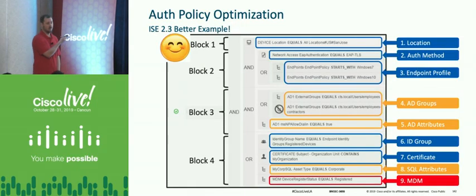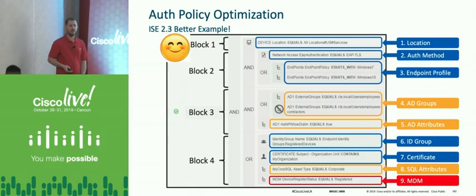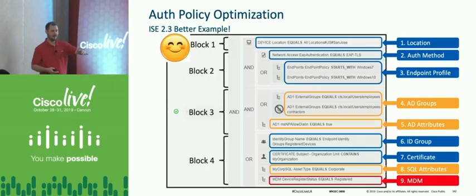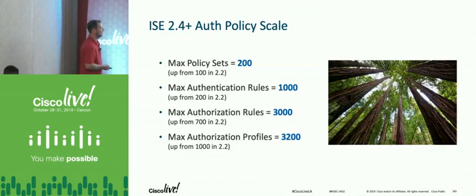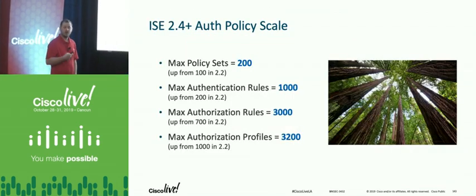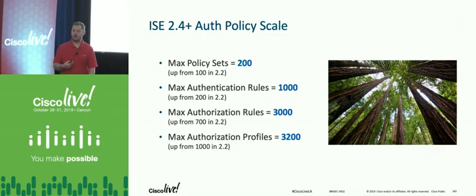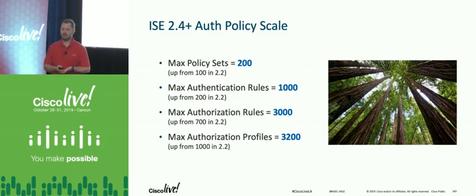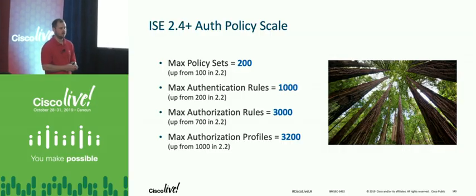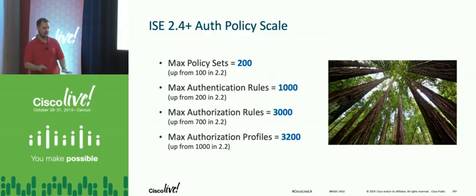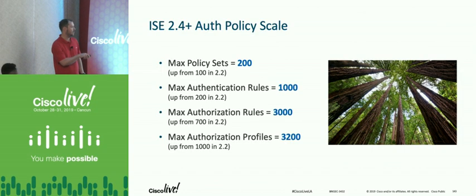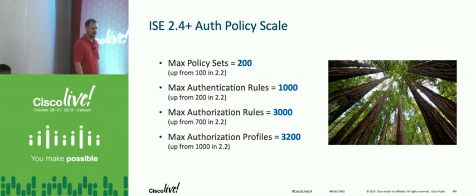Just like a firewall rule, too. You would never want the rule that's going to be hit the most 200,000 lines down. Now in 2.4+, we did increase the size of the policy table. In 2.4, you can have up to 200 different policy sets and up to 1,000 authentication rules. Not recommending you try. And then also 3,000 authorization rules and 3,200 authorization profiles.